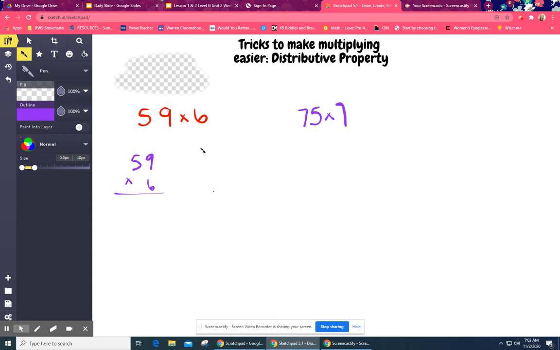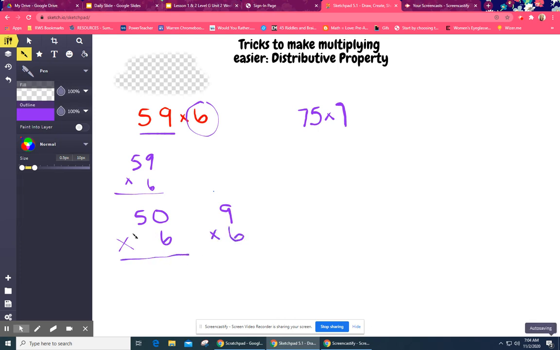Using the distributive property, you would take the number 59 and break it apart. So you would break it into 50 and 9. Then you'll take both of those and multiply it by the other number. So 50 times 6 and 9 times 6. And now this is pretty simple stuff.